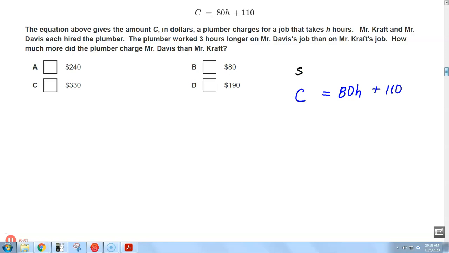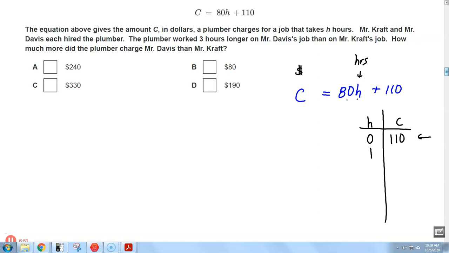So C is money. H represents the hours. If I think about this little table here, you don't always have to make a table, but I like to do it, especially when I'm first learning this stuff. If I plug 0 in for H, 80 times 0 is 0. So how I interpret this is that the plumber charges $110 just to show up. Like 0 hours of work, they're charging you $110.